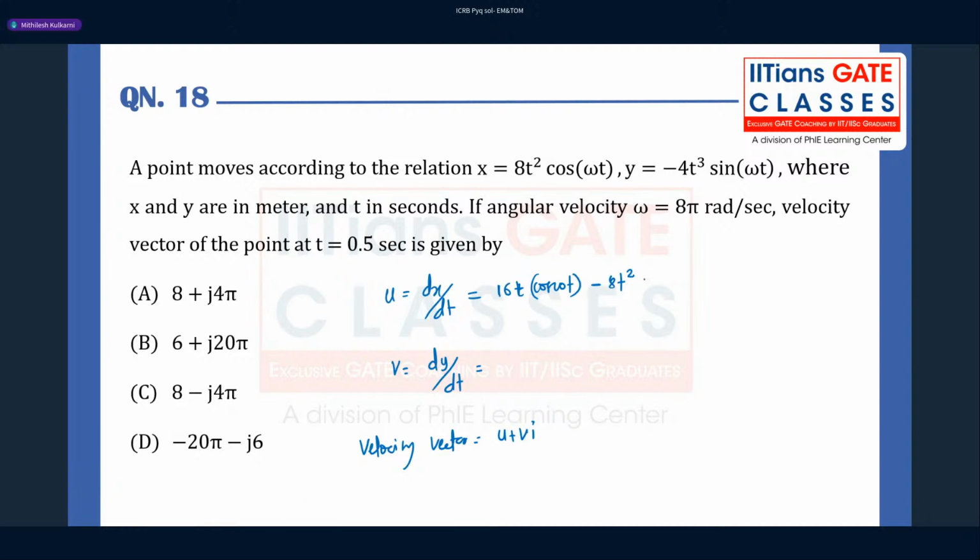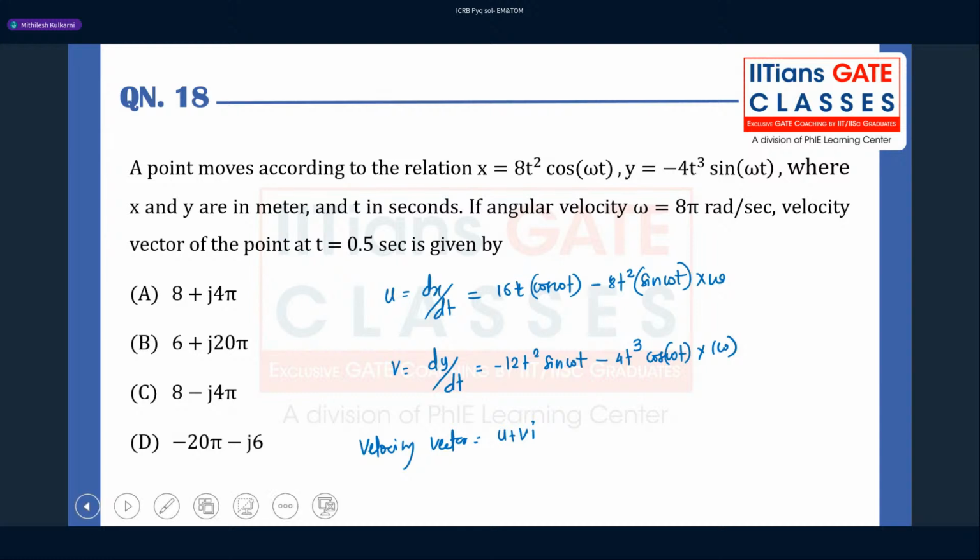So that's why minus I have written here, sine of omega t into omega will come. So coming towards the differentiation of y with respect to t, minus 12t square sine of omega t as it is, minus 4t cube as it is. Differentiation of sine omega t is cos of omega t into omega. So this is how it will look.